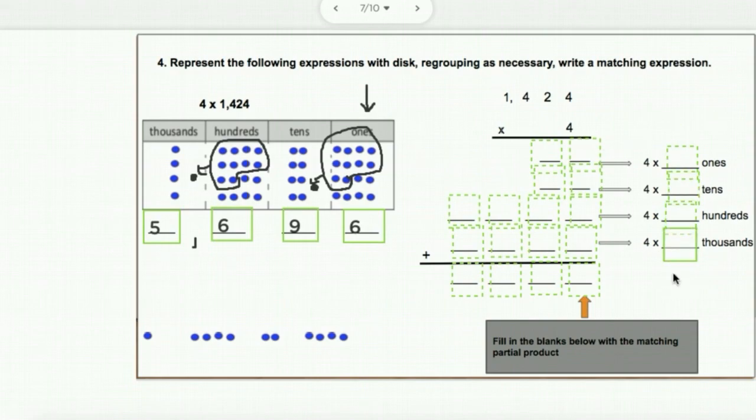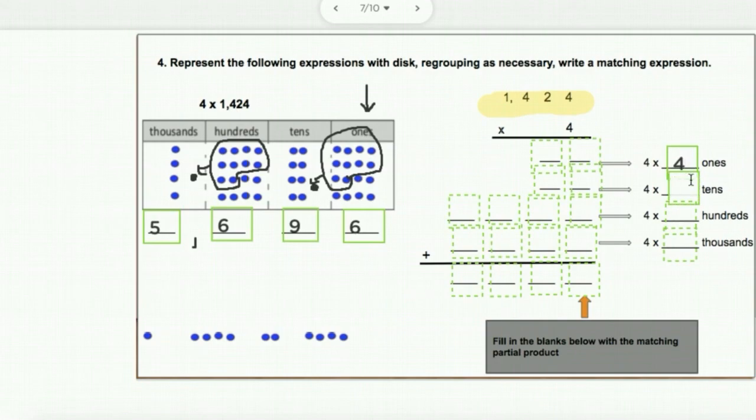Let's go ahead and solve the same problem using our partial products. Remember, we're always going to start by filling in our place values on the right-hand side first. All right? So remember, this is the number that we're looking at, 1,424. How many ones are in the number 1,424? What number's in the ones place? Good, 4. I have 4 ones.